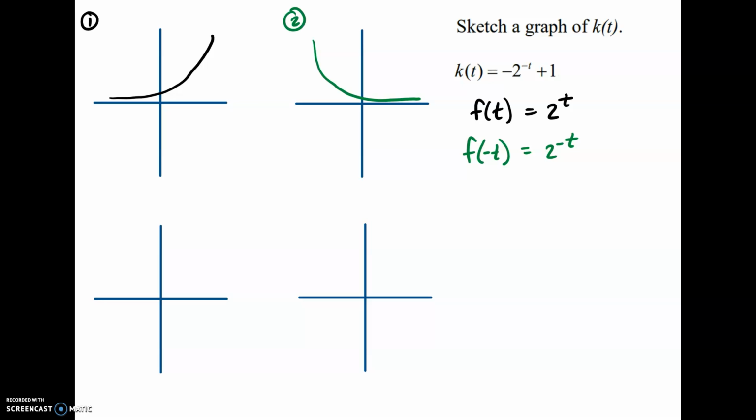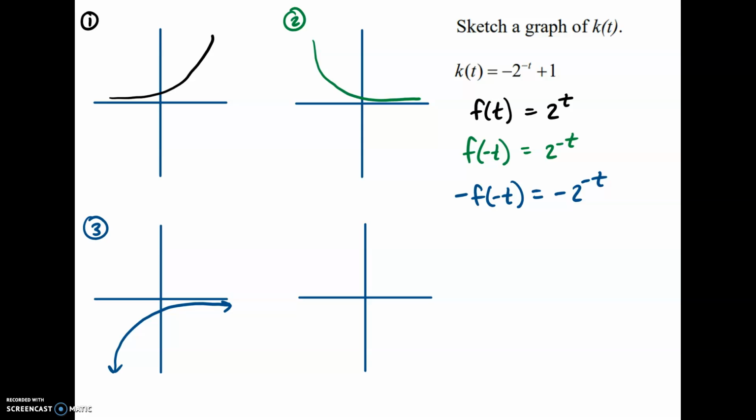Now let's do a vertical reflection. So we're going to say negative f of -t, right? Negative f of -t, because we're including a vertical reflection after we've already done the horizontal reflection. That would give us -2 to the -t. And that is going to look something like this, right? So just flip 2 over the x-axis. So top becomes bottom. And that looks like this, and we'll call this 3.